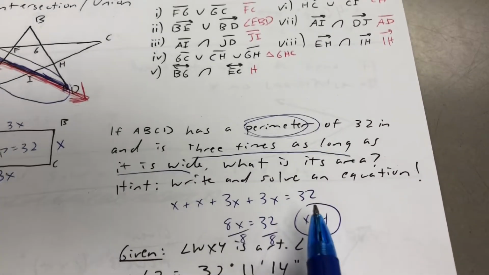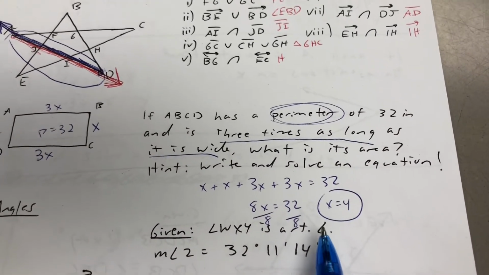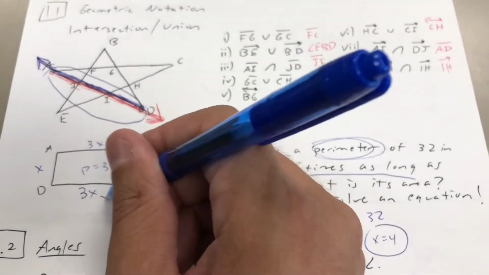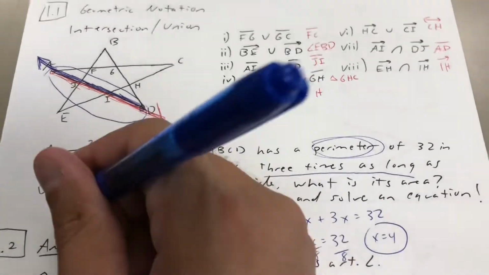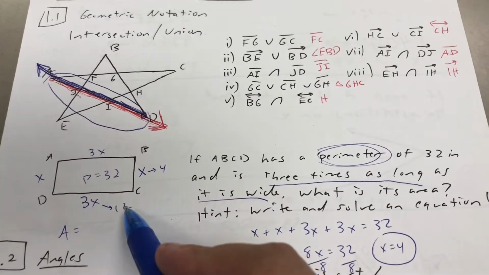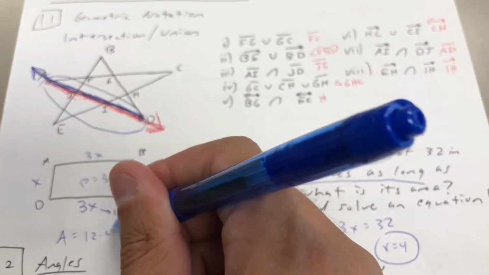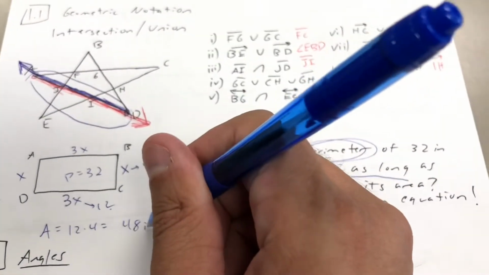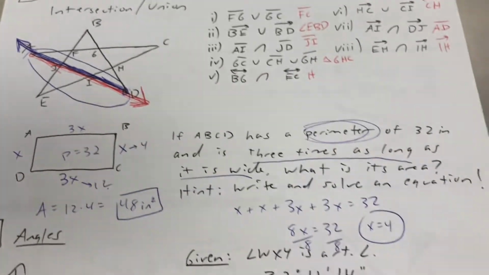They want us to find the area, so we do need the original side lengths again. So if x is 4, that would be 4. 3 times 4 would give us 12 for that side. Area, you can take the base times the height, so 12 times 4 is equal to 48 square units. Actually, it's square inches here because that was the unit they used in the problem.